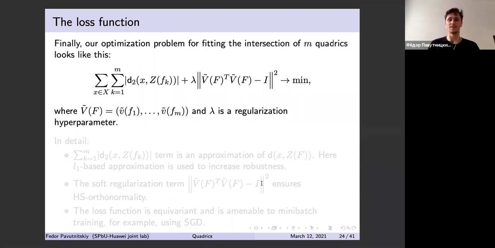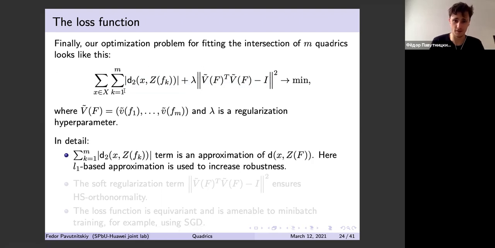Finally, the loss function that we minimize, in other words our optimization problem that we try to solve. This is the loss function, how we write it in the computer and use gradient descent. In this loss function, the first part, this sum, is an approximation of the distance to the zero set of the quadratic polynomials, the intersection of the zero sets of the quadrics.